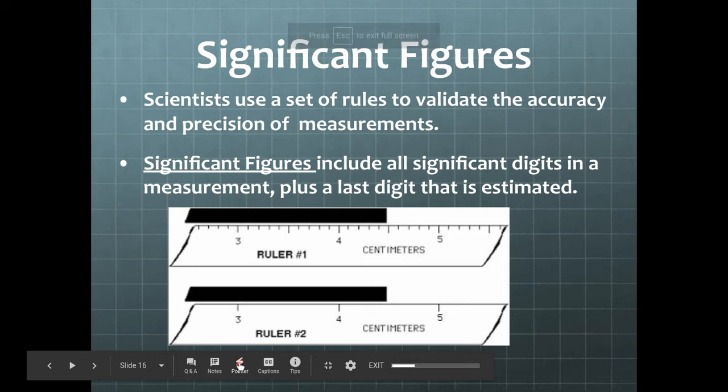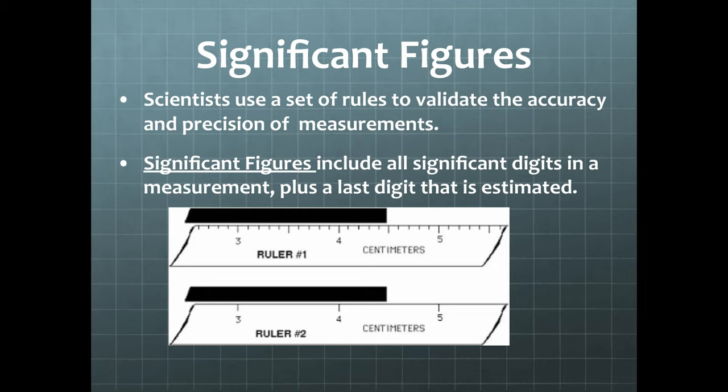When we talk about significant figures, it's important that first we identify what the word significant means. We know that another word for significant might be meaningful. So scientists have created a set of rules in order to determine how many digits in a measurement are meaningful.